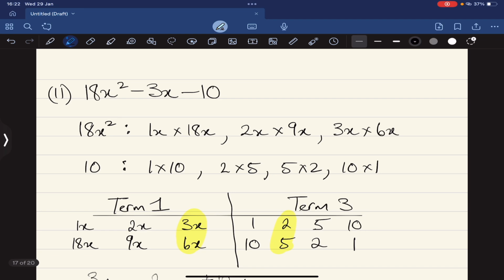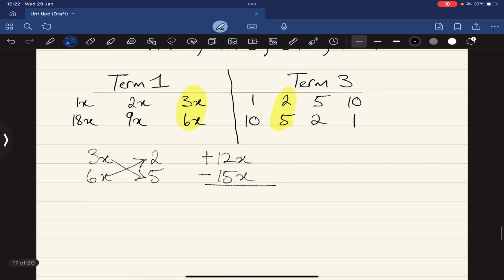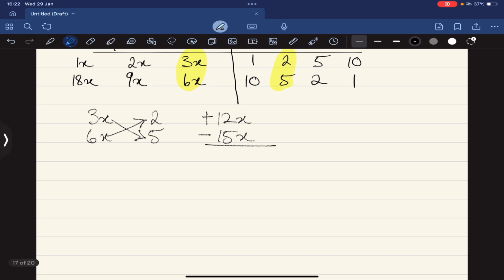If I look at my expression here, of course I can see that my third term is negative, so I do want different signs in my brackets. So that 12 minus 15 gives me negative 3x, and it seems that we found our factors. That would be 3x plus 2 and 6x minus 5.